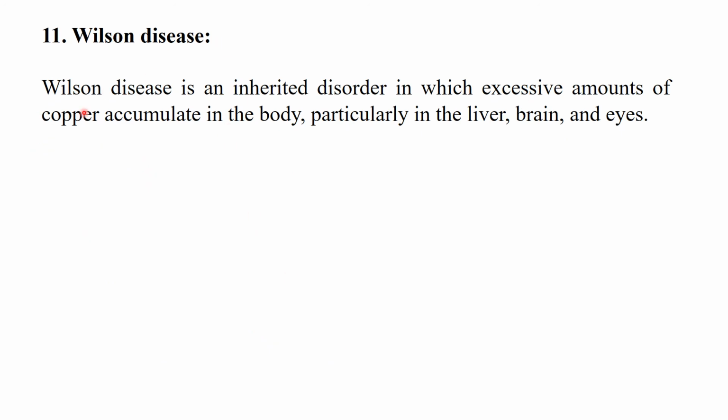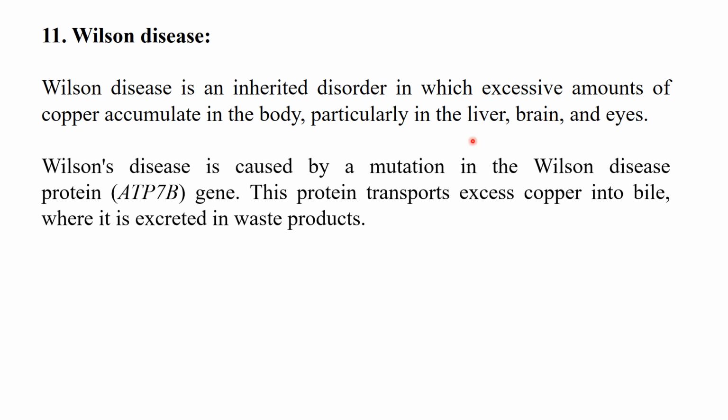Wilson disease. Wilson disease is an inherited disorder in which an excess amount of copper accumulates in the body, particularly in the liver, brain, and eyes. Wilson disease is caused by mutation in the Wilson disease protein ATP7B gene. This protein transports excess copper into bile where it is excreted in waste products.